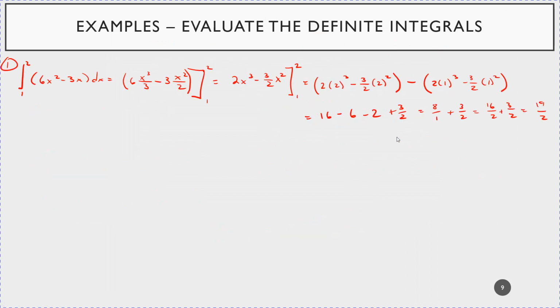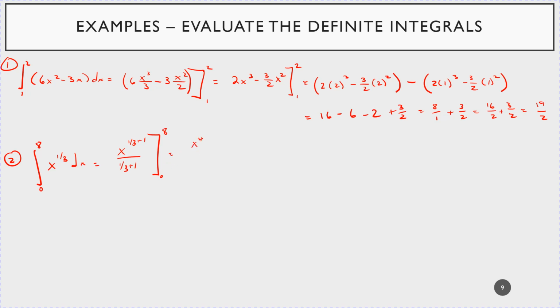All right, let's do another one here. Let's look at the definite integral from 0 to 8 of x to the 1/3 power dx. Here again, you're just going to find the antiderivative. You're just going to use the power rule. So this is x to the 1/3 plus 1, divided by 1/3 plus 1. And then you're going to evaluate from 0 to 8.